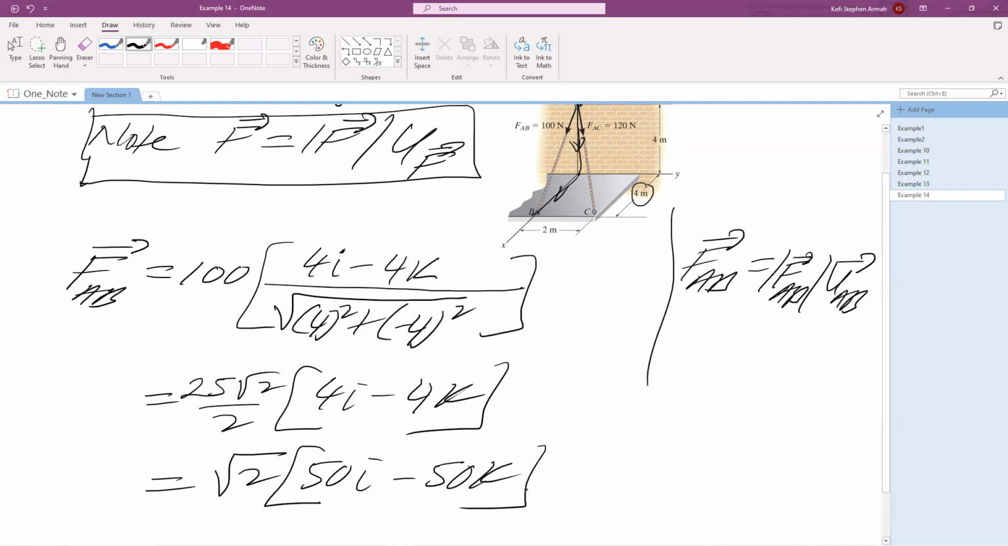You can do something like that, no problem. Or you can write it in decimal anyhow you want to do it. Or you can leave it as 4 root 2. So the 4 goes into 100, you write 25 over 2, and then you cancel it.